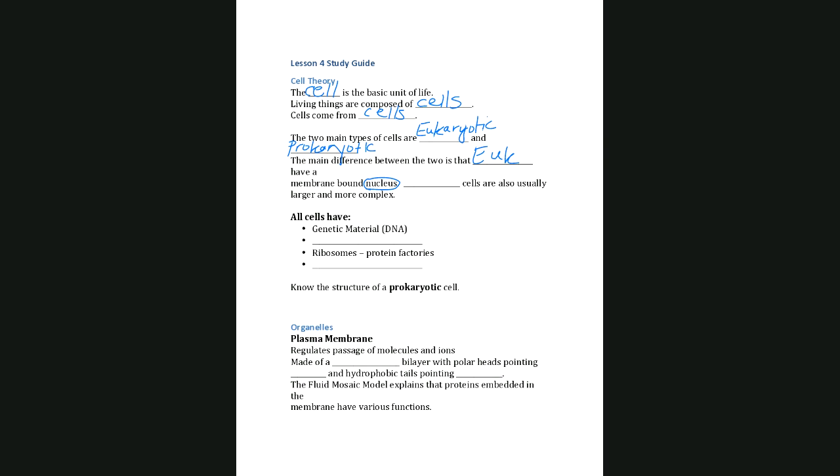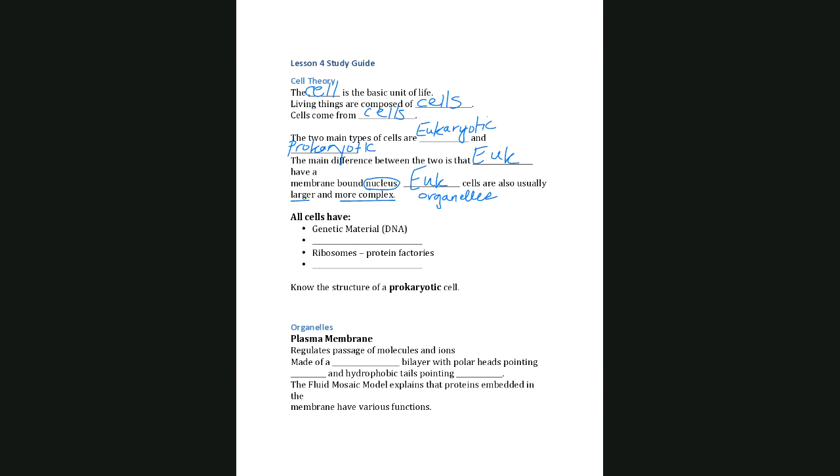Okay, eukaryotic cells have a nucleus. They also are usually going to be larger in size and more complex. So besides a nucleus, most of the time they have other organelles, and we'll talk about all the different types of organelles in just a little bit.